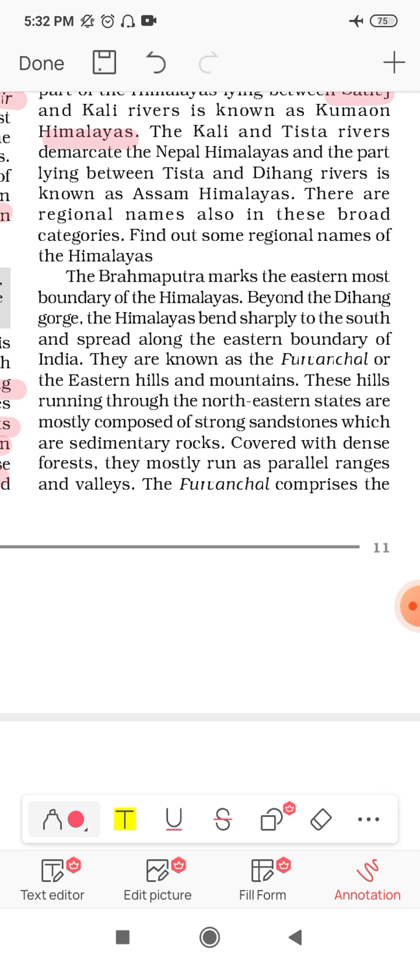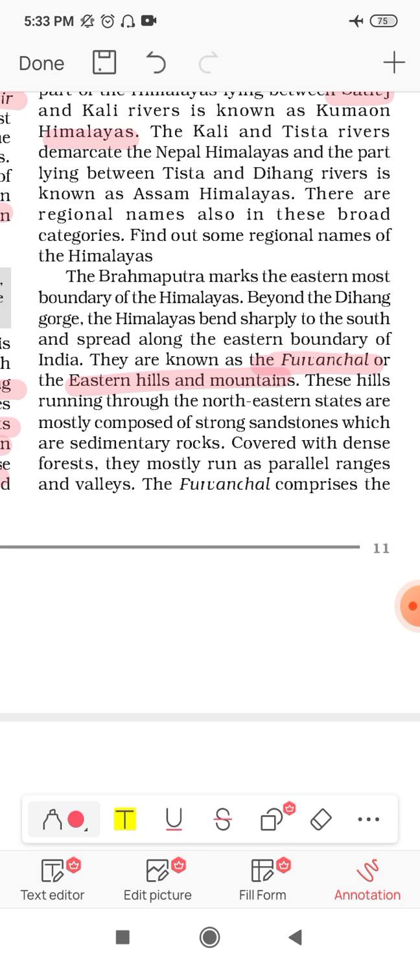So the extreme eastern part of India is demarcated by the Dihang Gorge, where the river Sangpo bends due to the structure of Himalaya and enters India. So the eastern boundary of India is known as Purvanchal. This part of Himalaya, which belongs to the extreme eastern boundary of India, is known as Purvanchal, or the eastern hills and mountains.